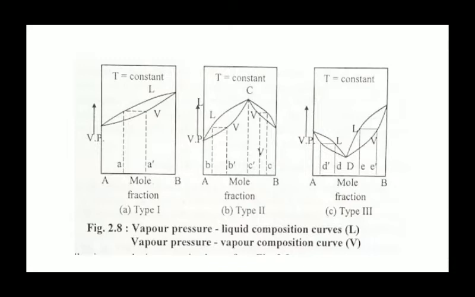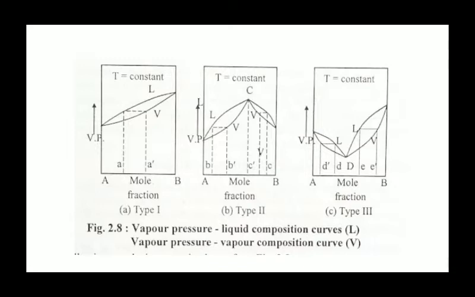The diagram of the type second may be considered as being composed of two curves of type first, one for pure A and the solution of maximum vapor pressure C, and the other for the solution of maximum vapor pressure C and B.